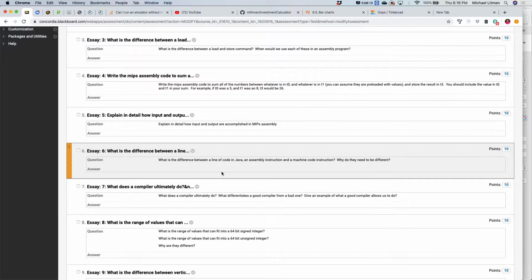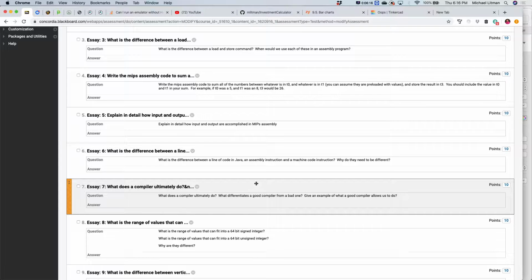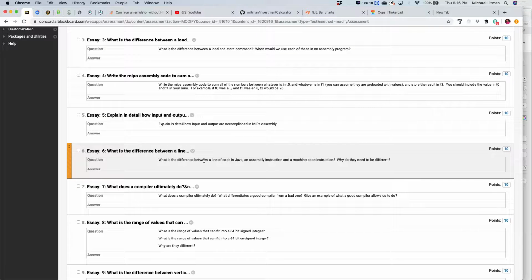What is the difference between a line of code in Java, an assembly instruction, and a machine code instruction? Well, a line of code in Java is a high-level instruction, right? High-level code has a one-to-many relationship with low-level code or with a CPU. So one line of code in Java would get translated into a whole bunch of lines of MIPS code, right?